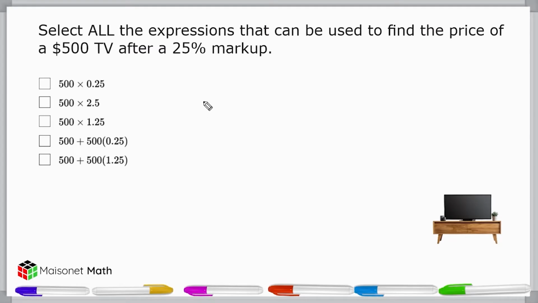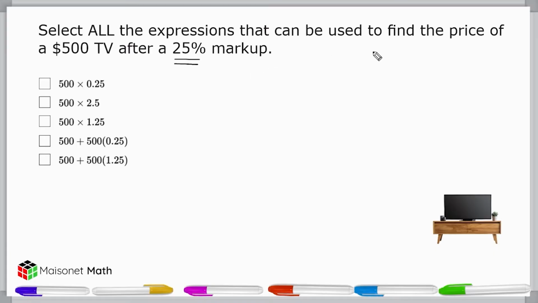So this problem wants us to select all of the expressions that can be used to find the price of a $500 TV after a 25% markup. Whenever dealing with markup problems, when they give you the percent, we have to understand that this would only represent the amount of the markup. But after knowing what that amount is, we would have to add it to the original amount.